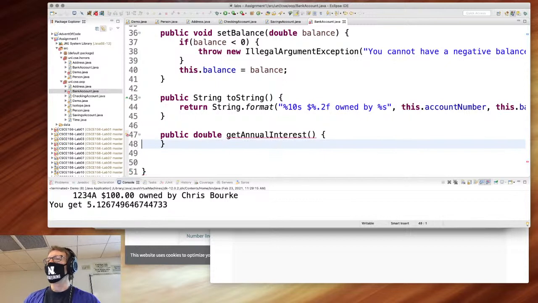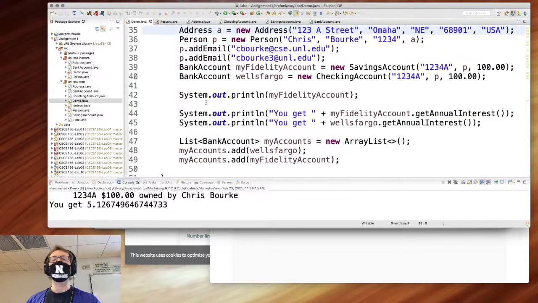Now by default, how is interest computed in this generic bank account? I have no idea yet. Return -1, because I don't know yet. I don't know what the behavior of this thing should be. But at least it compiles now. At least I can run this stuff, right?